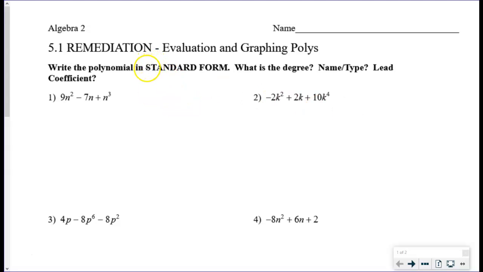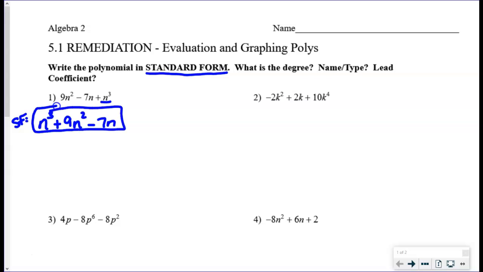So I want you to first write the polynomial in standard form, which means I want you to order it from least to greatest, referring to their exponents. So like, I'm going to look at number 1 here. Standard form would put this term first, right? So n to the third would be the highest exponent. Next would be the n squared, so plus 9n squared, and then minus 7n. So on your remediation page, I want to see something like, okay, here's standard form.